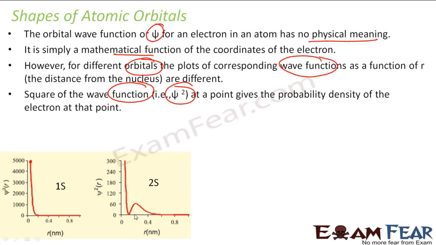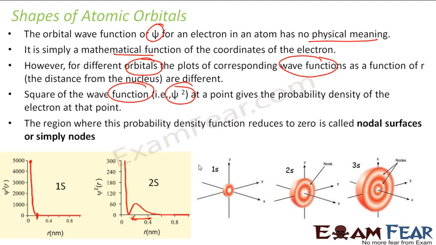For 2s, if you see, it starts here and ends here. There's a high probability here. Right? Again it dips off. That means this is the range where you get high probability of finding the electron in the 2s orbital. For 1s, this is the range where you get probability of finding the electron.